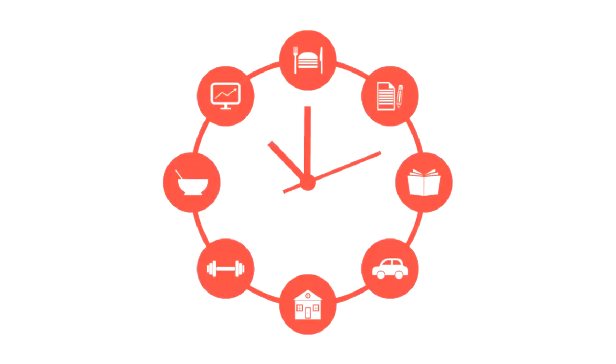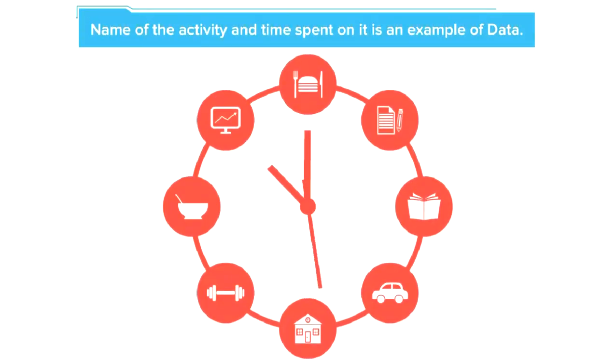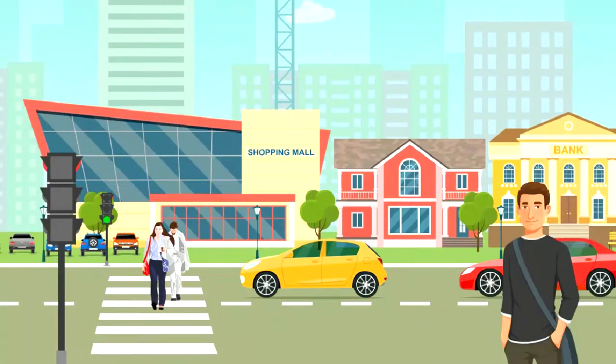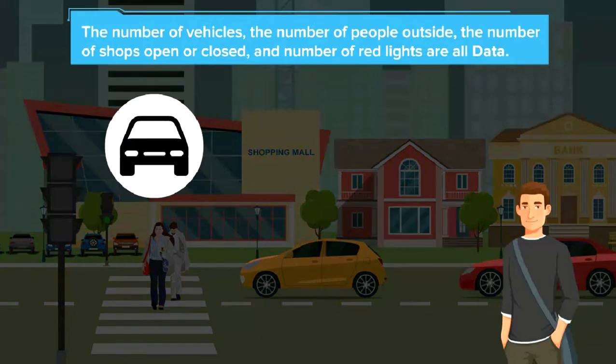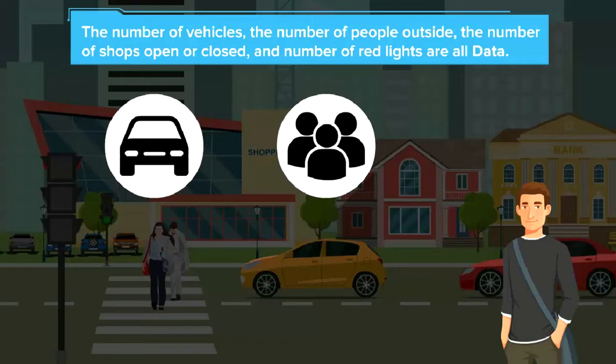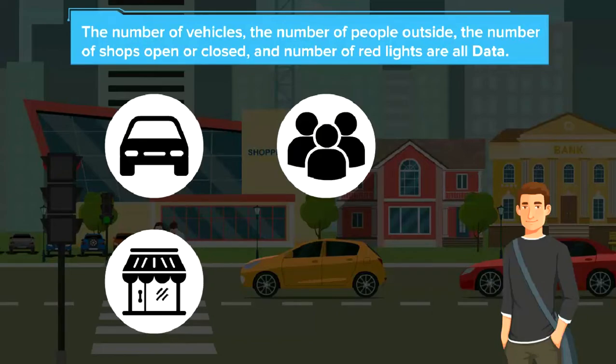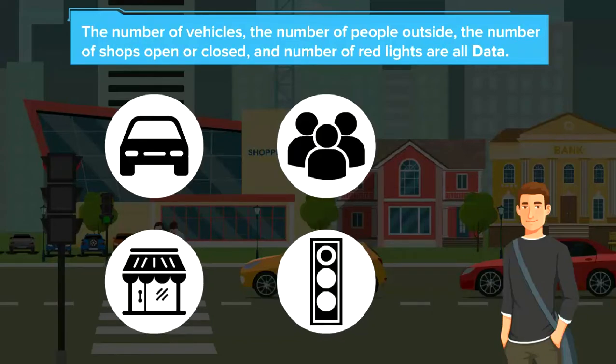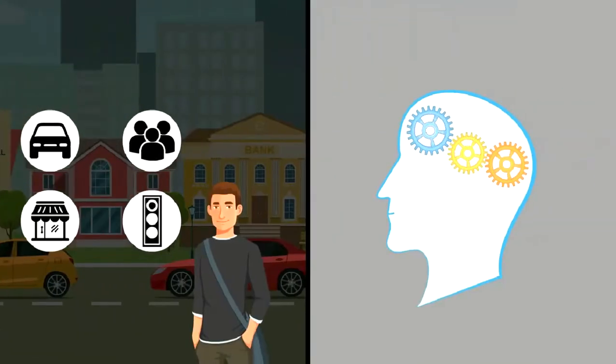Next, you do your morning course, and for every activity, you invest a certain amount of time. The name of the activity and the time spent is also data. Then you go to your college or office as usual. While traveling, you observe a number of vehicles in the street. You see some are moving, some are parked. You observe a number of people outside going to work or waiting for their vehicles. You notice a number of shops open or closed. And you also see a number of red lights and so on. There are so many different things that you observe, and each one of them is data for you.